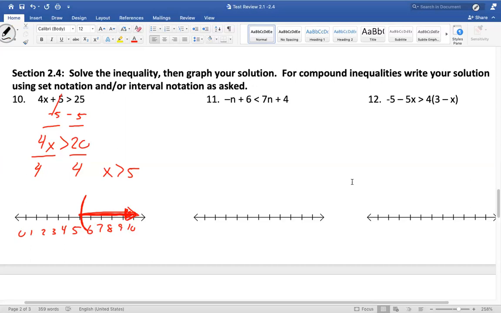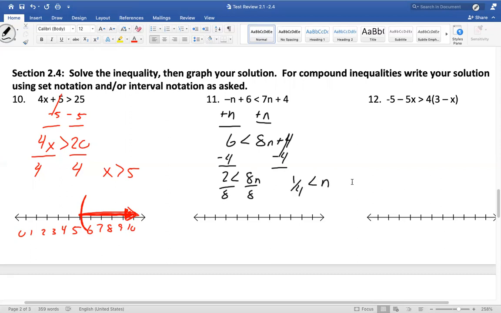For number 11, let's get all the n's to one side, so add n. 6 is less than 8n plus 4. Now, again, I know it's curved because there is no line under it. Subtract 4, and I have 2 is less than 8n. So divide by 8, and you're going to get 1/4 is less than n.